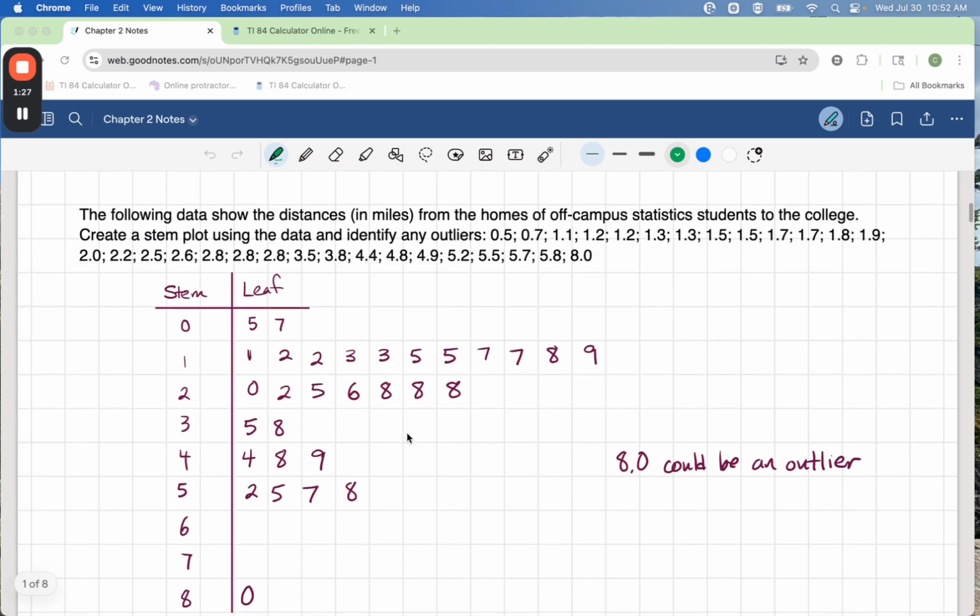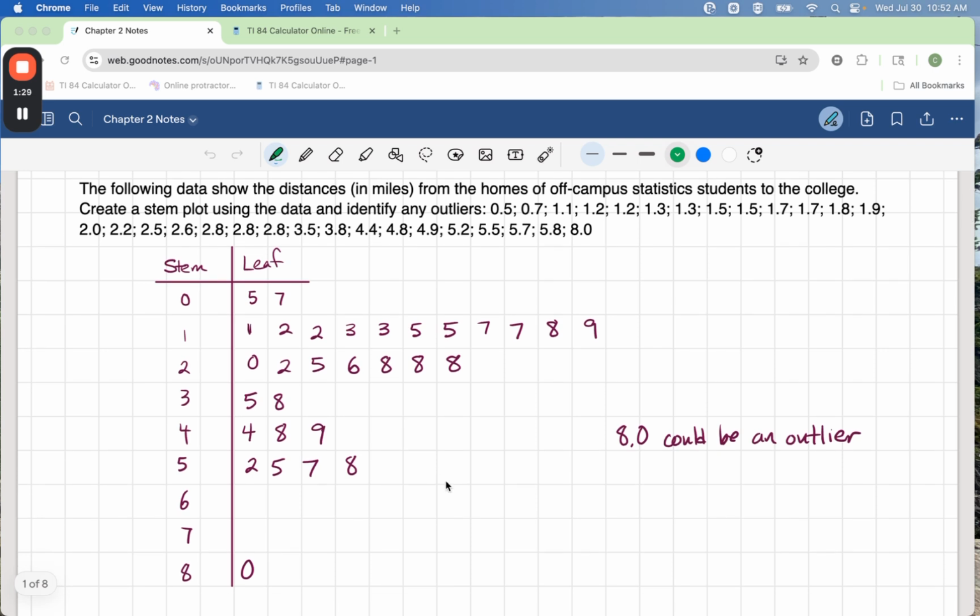All right, so the following data show the distances in miles from the homes of off-campus statistics students to the college. Create a stem plot using the data and identify any outliers. So there we go, 0.5 has a stem of 0 and a leaf of 5. So we set up the stem and leaf plot like that.